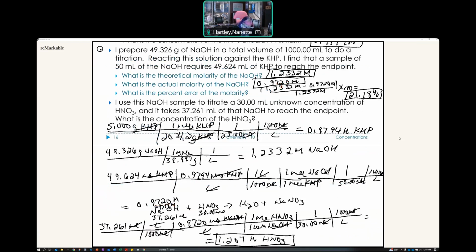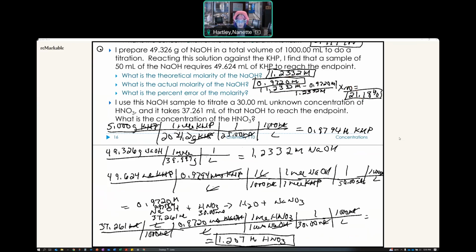The percent error is the 1.2332 molar that I calculated here, minus the 0.9720 molar that I calculated here, absolute value of that, divided by the value that was here, the theoretical, times 100. That gives me 21.18% error. And all of those were what we calculated before.